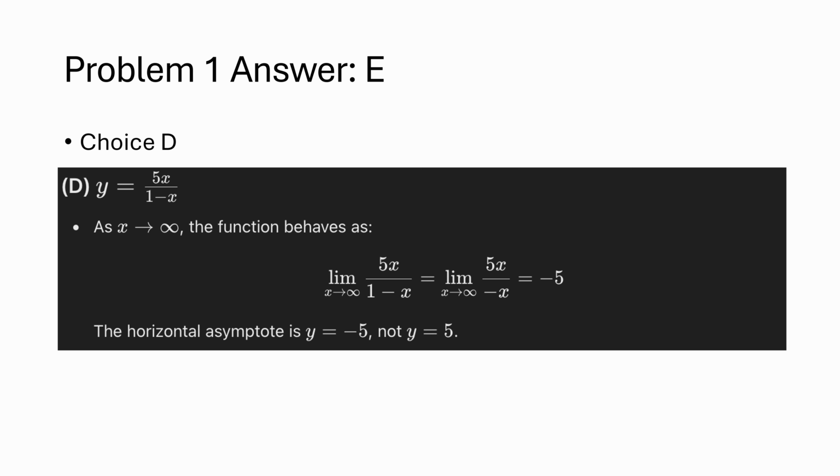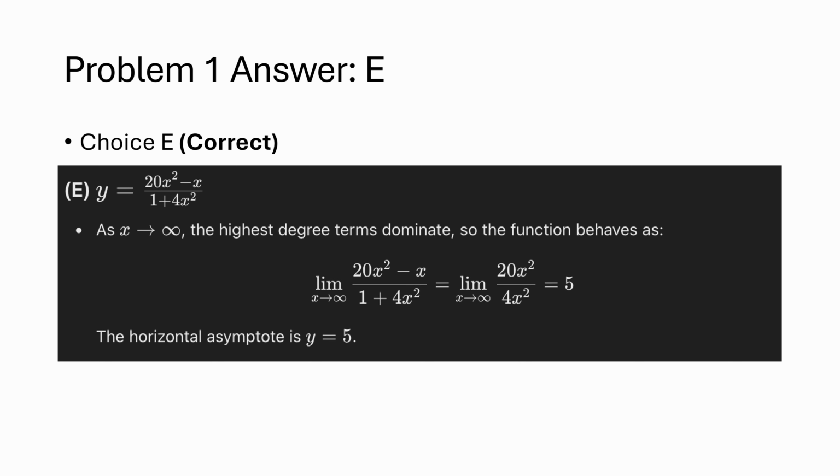And choice D, if the degree of the numerator is the same as the degree of the denominator, then it's the ratio of the leading coefficients, but it's -5, since the ratio of the leading coefficients is 5 over -1. Now the correct answer is choice E. The highest degree terms dominate, so the function behaves as the ratio of the leading coefficients, which equals 5.